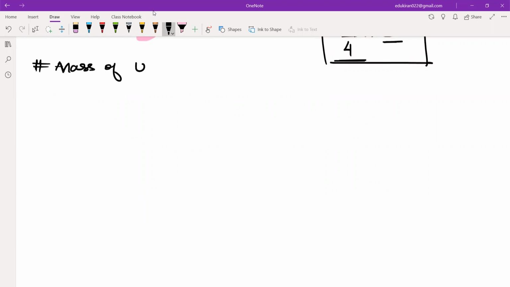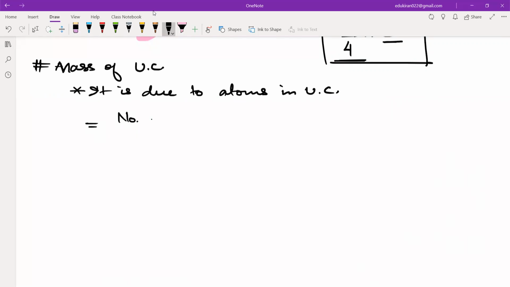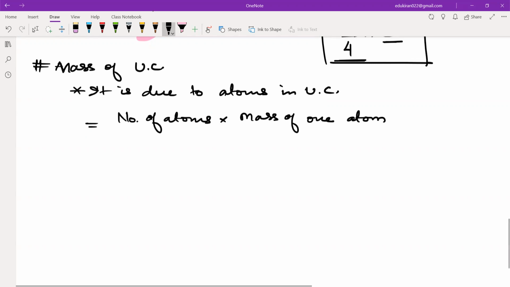Mass of unit cell. So it is due to atoms in the unit cell. So if I want to find the mass of atoms inside the unit cell, then I will write the number of atoms inside the unit cell into the mass of one atom. Say yes or no, tell me. If I want to find the mass of atoms inside the unit cell, I will first see how many atoms are there. Then I will multiply that by the mass of one atom. Is that clear? Yes or no till here? Yes, sir. Okay.